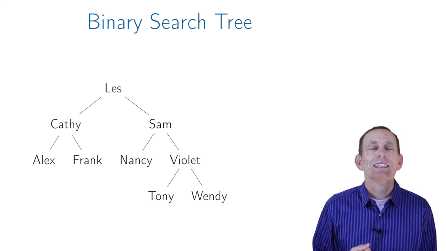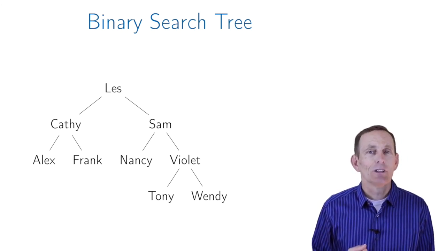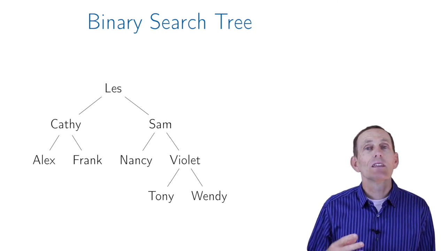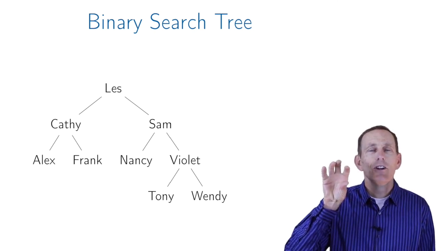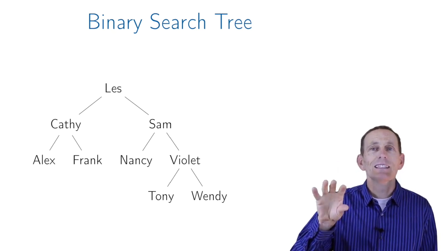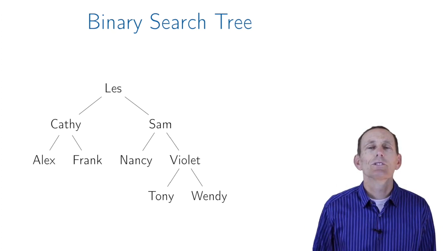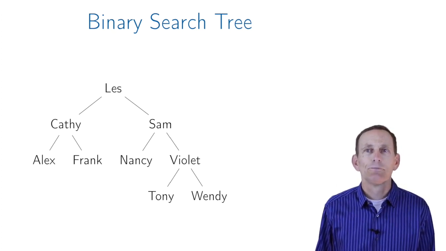So Less is greater than Alex, Kathy, and Frank, but is less than Nancy, Sam, Violet, Tony, and Wendy. And then that same thing is true for every node in the tree. For instance, Violet is greater than or equal to Tony and strictly less than Wendy.